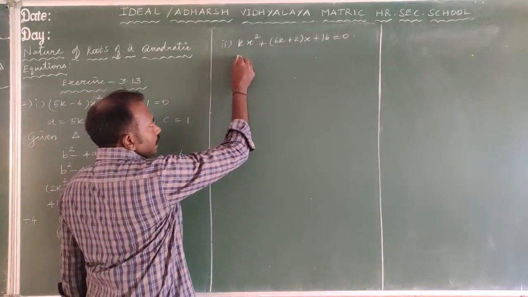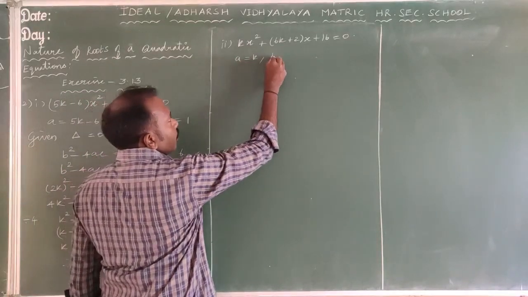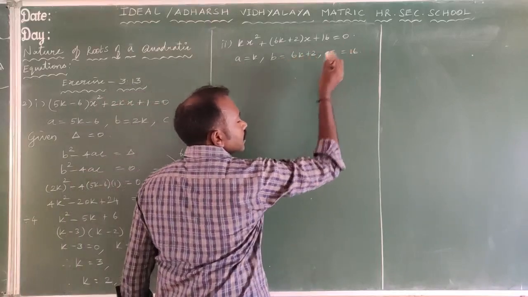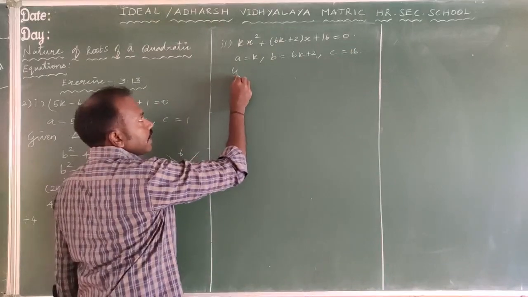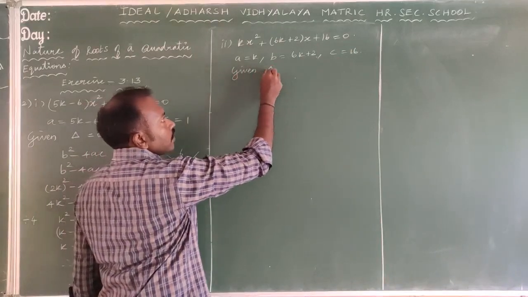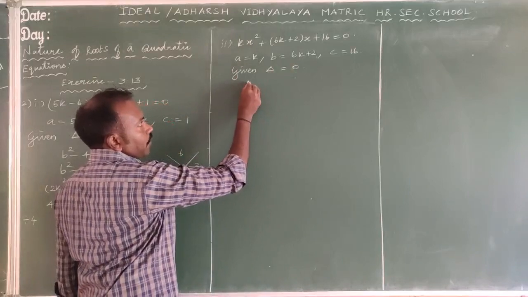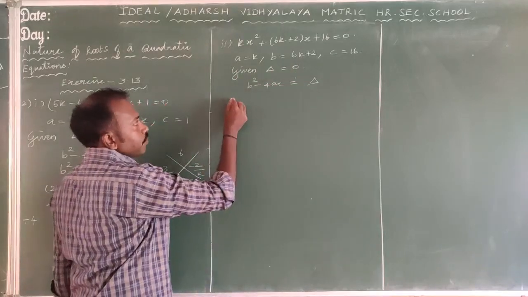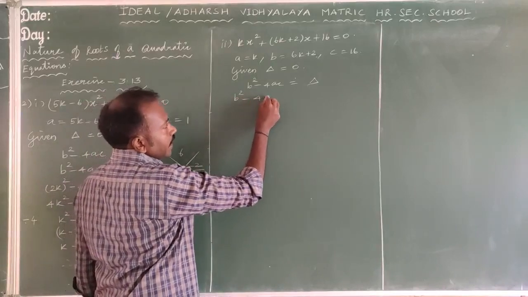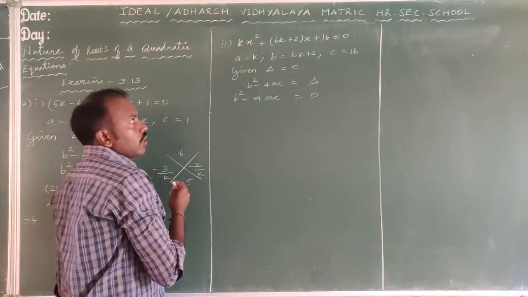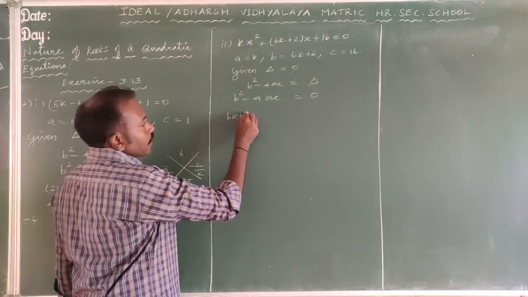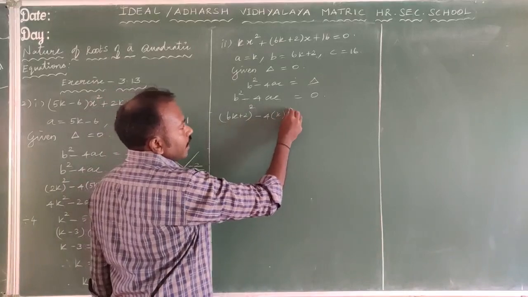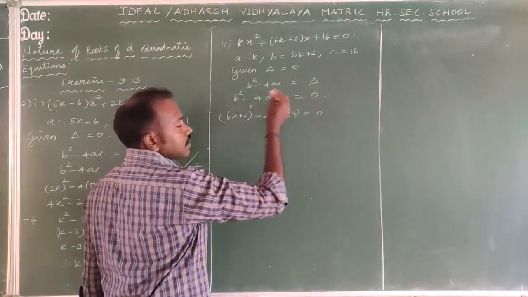Next, the second subdivision. Here a is equal to k, b is equal to 6k plus 2 and c is equal to 16. Here also given discriminant is equal to 0. So applying the formula b squared minus 4ac is equal to discriminant, then b squared minus 4ac is equal to 0. Here b is 6k plus 2 the whole square minus 4ac, a into k into 16 is equal to 0.